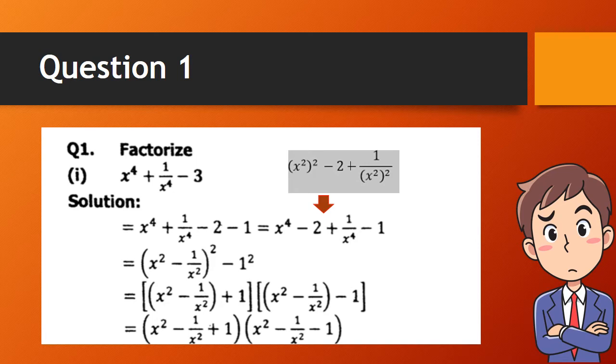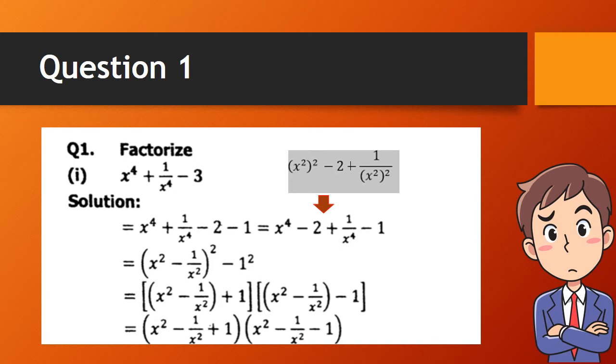So now you have x raised to power 4 plus 1 over x raised to power 4 minus 2 minus 1. You have split 3 into minus 2 and minus 1. So you can see that I have written the formula (x square minus 1 over x square) whole square. So now it will complete the formula of (a minus b) whole squared. So you will be left with minus 1. So I have written (x square minus 1 over x square) whole square minus 1 whole square.